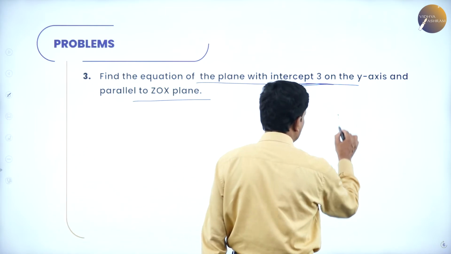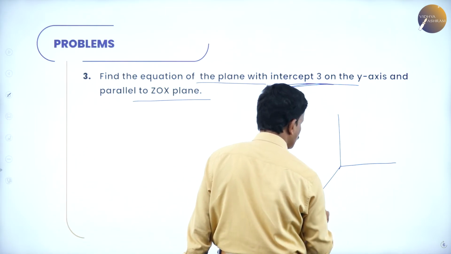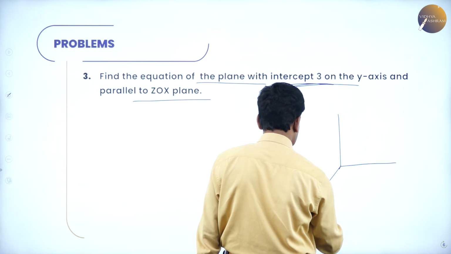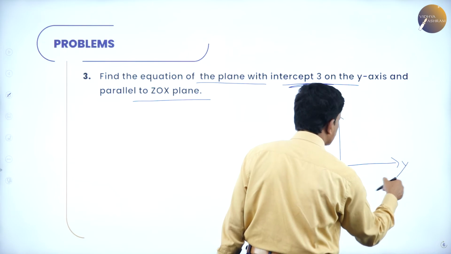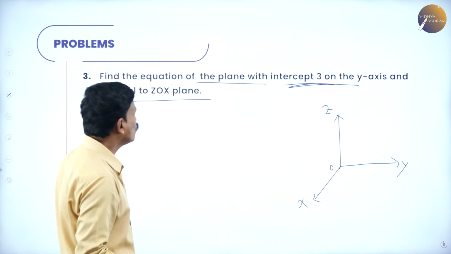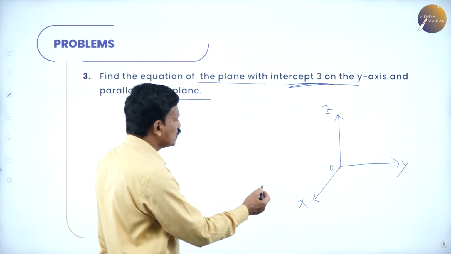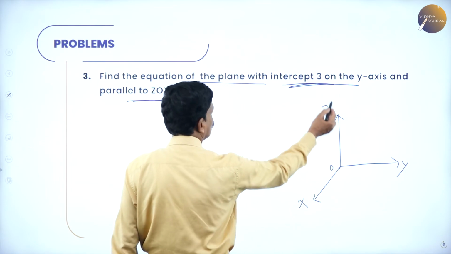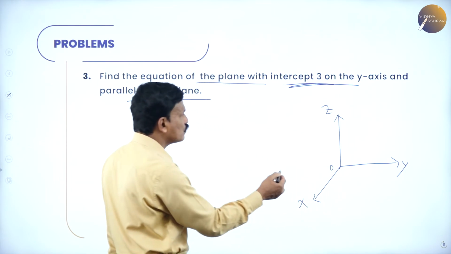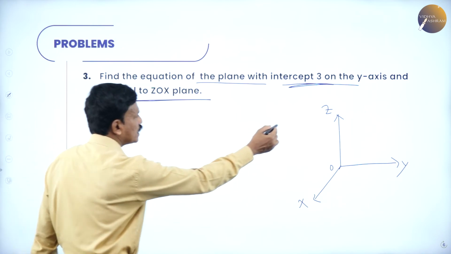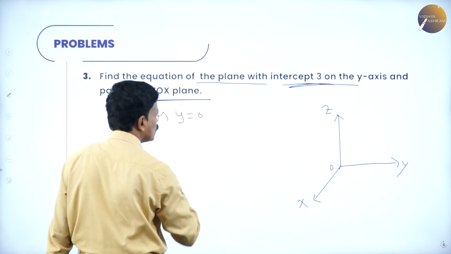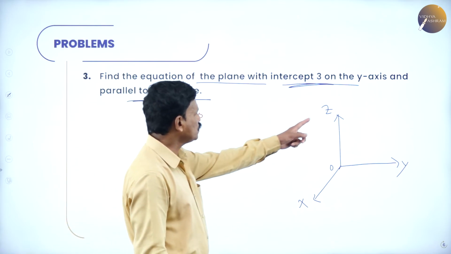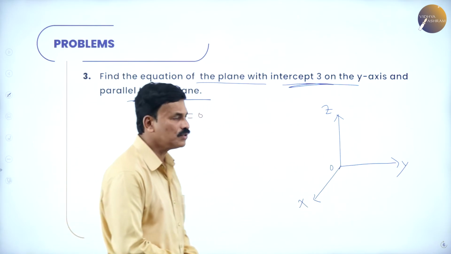So this is parallel to the ZOX plane. This is the x-axis, this is O, this is Z and this is Y. So since we know that the equation of the ZOX plane is y is equal to 0.